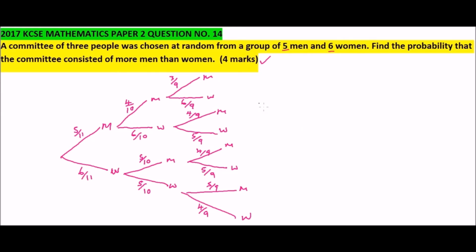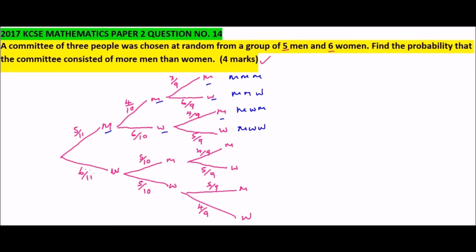So we need to find the probability that the committee will consist of more men than women. So we start following. The first branch, we have a man, and a man. So this will be a man, and a man, 3M. The second one, we have a man, and a woman. This other branch, we have a man, a woman, and a man. The other one, we have a man, a woman, and a woman. We are through with that.